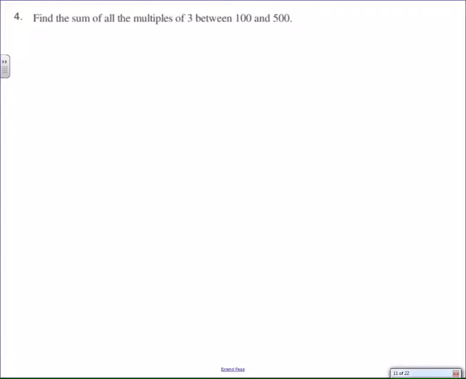If you tried to do this the hard way, you'd have to first list all the multiples of 3 and then add them all up, and so obviously we have to be a little bit more elegant in our approach here. Important thing to know about multiples is this. If you were to list any set of multiples, you are making an arithmetic progression or arithmetic sequence.